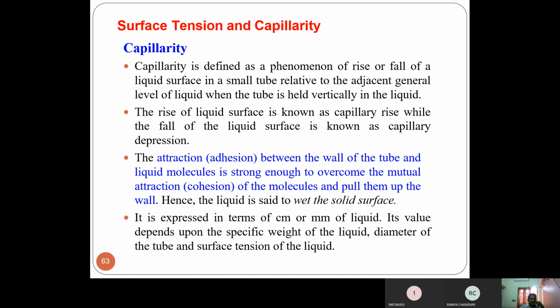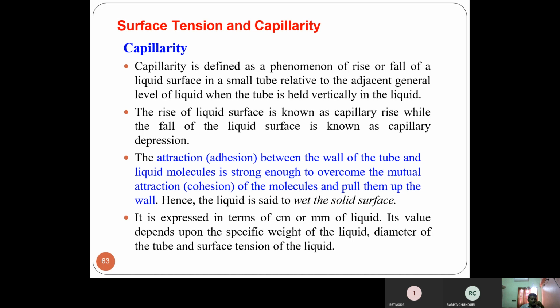The rise of the liquid surface is known as capillary rise, while the fall of the liquid surface is known as capillary depression. The attraction or adhesion between the wall of the tube and the liquid molecules is strong enough to overcome the mutual attraction or cohesion of the molecules and pull them up the wall. Adhesion portion and cohesion portion.